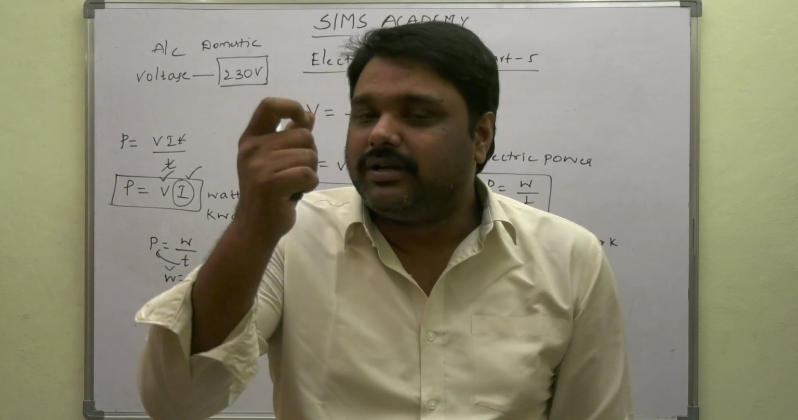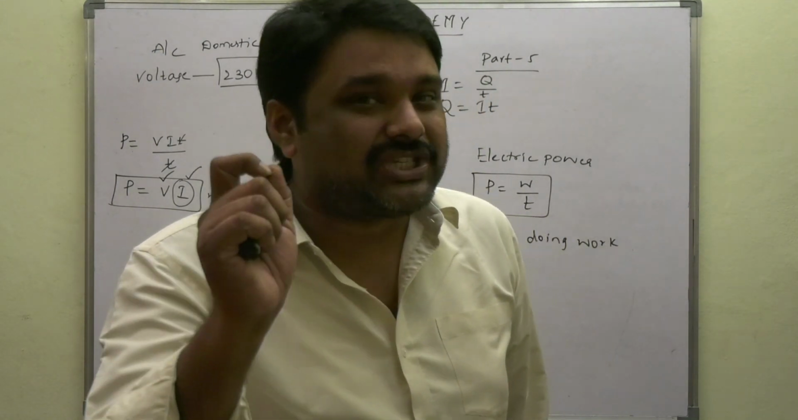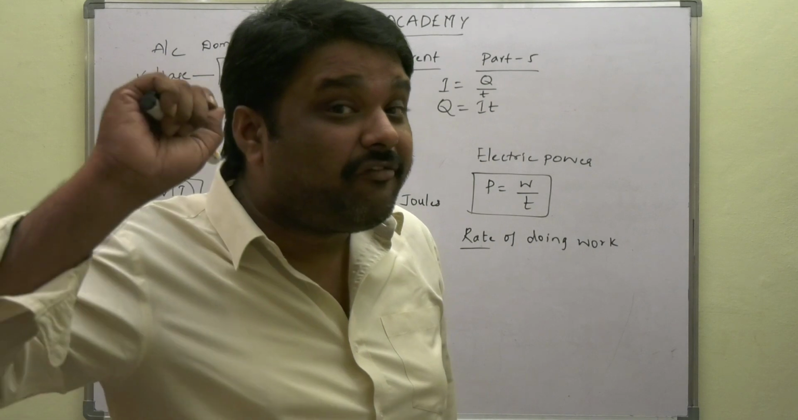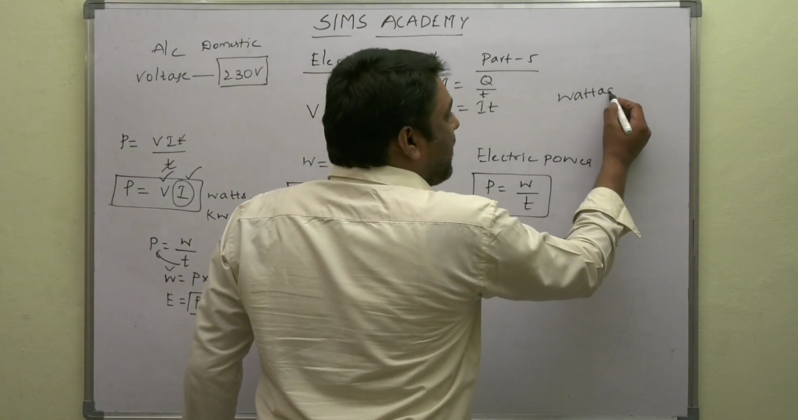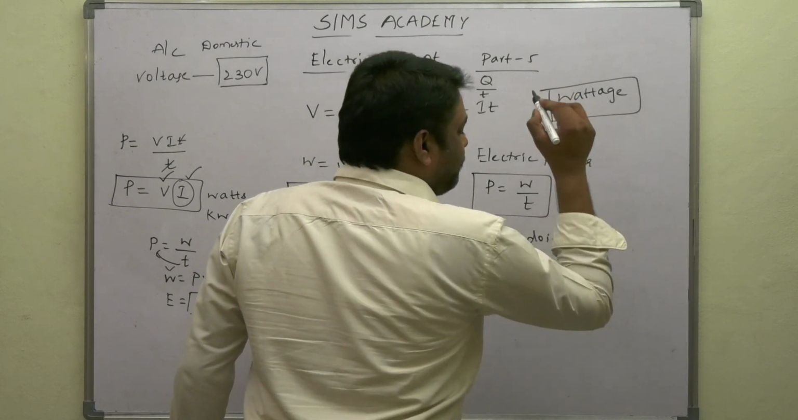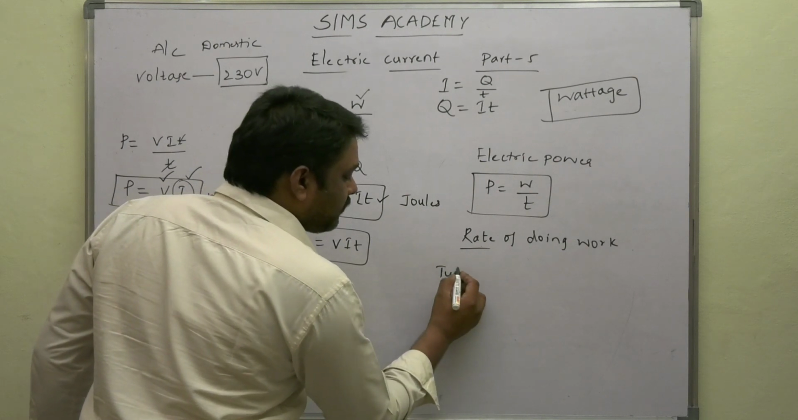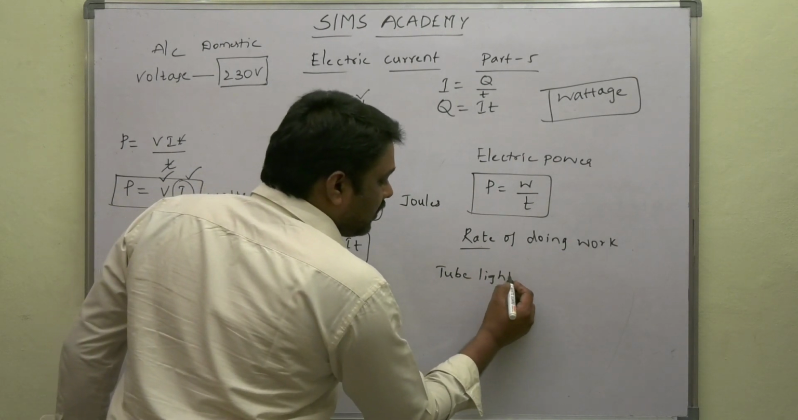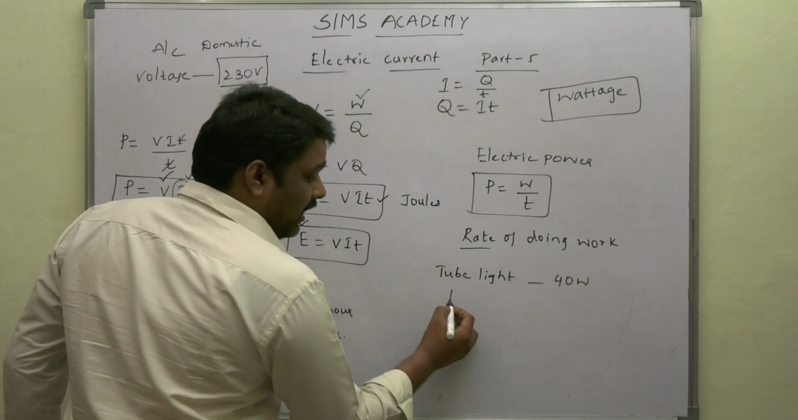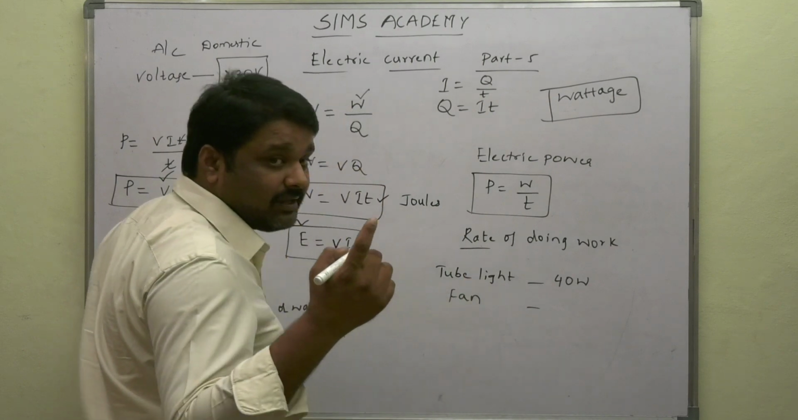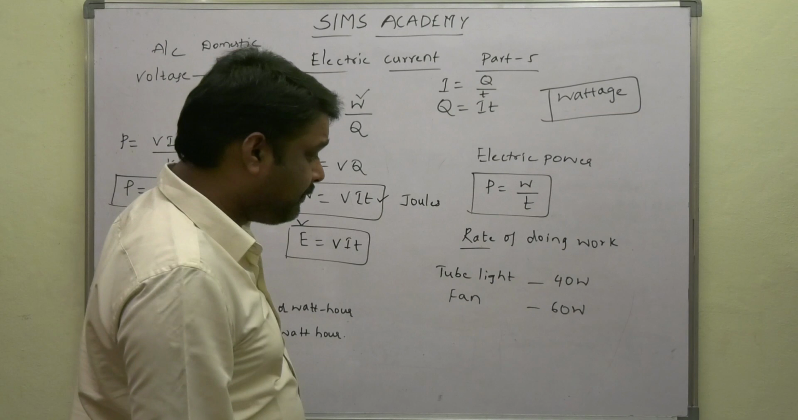The electric power consumed by the given electrical appliance, we call it wattage. What is it? Wattage is nothing but how much is the power. Suppose we have a tube light. It has a wattage of around 40 watts, and a ceiling fan, I'm writing the approximate values, around 60 watts.